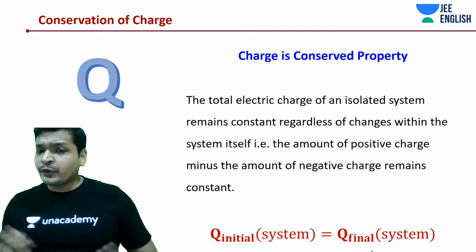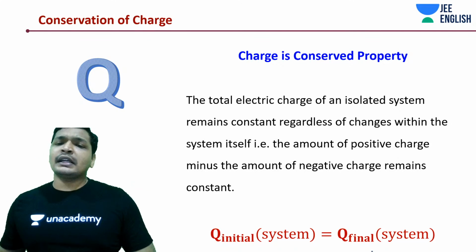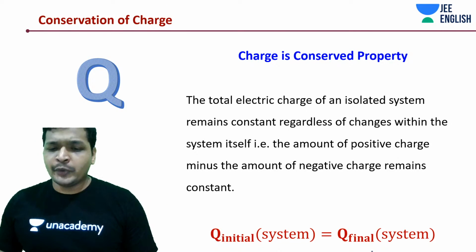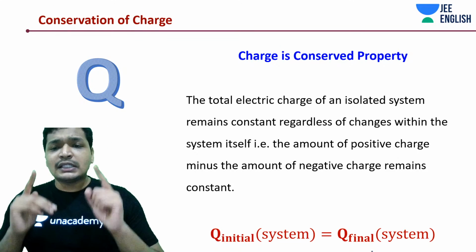So it's going to be 6.25 into 10 to the power 18. If you remember just 1.6 into 10 to the power minus 19, you can derive the rest, but one thing you would have to remember: charges will always be quantized, and charge is a conserved property.